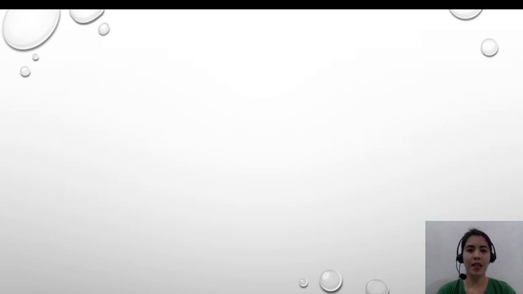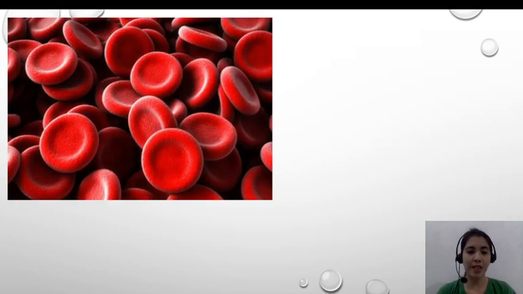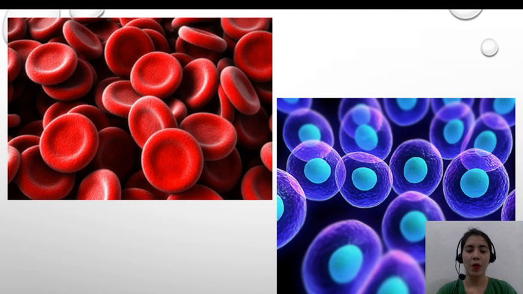So, examples of cells are red blood cells, and we also have the white blood cells. So, sa bawat part ng katawan natin ay may iba't ibang cell. So, that is an example of cells.